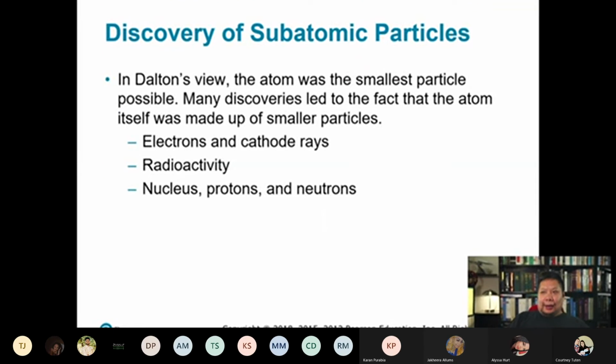So after Dalton came up with his atomic theory, we all believed that the atom was the smallest particle, right? But it turns out that many discoveries after that led to the fact that the atom itself was actually made up of even smaller particles, right? And most of you know what those are already. Those are neutrons, electrons, and protons, right? And so we're going to talk about how they discovered those things, also with radioactivity and stuff.